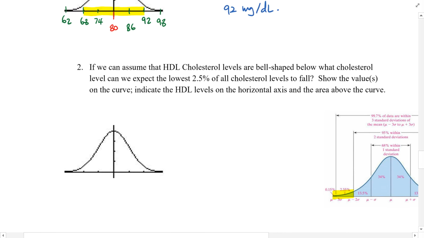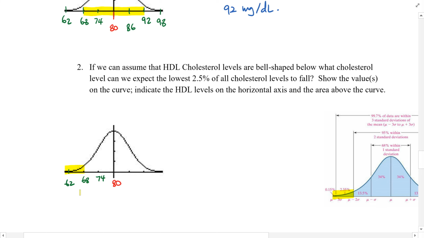So on the bottom, the middle is 80 here. From last time we said subtract 6, give me 74. Subtract 6 again, give me 68. Subtract 6 again, give me 62. So the bottom 2.5% is below which one here? Okay, let's highlight it on my graph. So this is the 3 standard deviations outside. So this from here to here, right? So it must be less than 68.